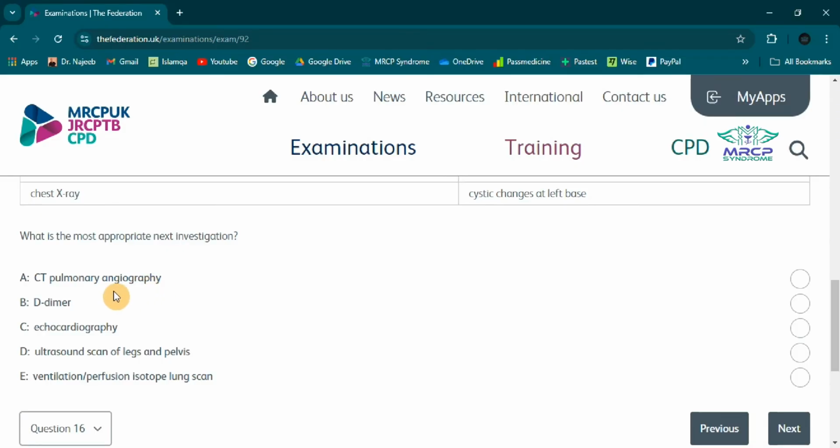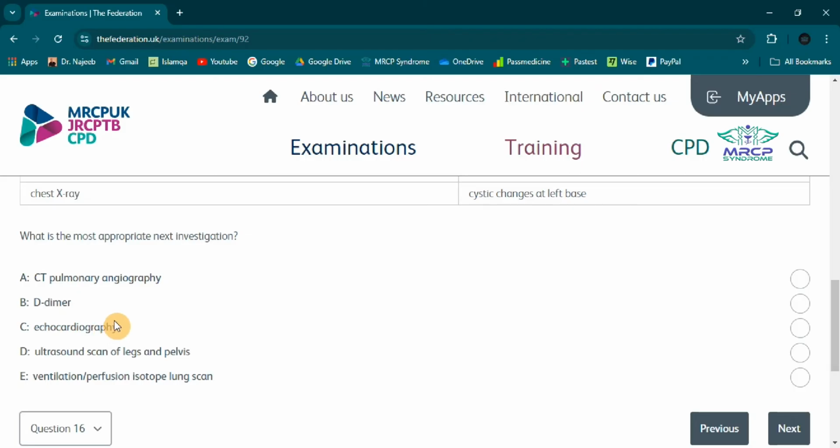And regarding other options, D-dimer. D-dimer testing can be helpful in ruling out pulmonary embolism in a patient with a low clinical probability, but this patient has a high clinical probability. The D-dimer test would not be appropriate here because a negative result would not definitively rule out pulmonary embolism, and a positive result would only lead to further imaging with CTPA.